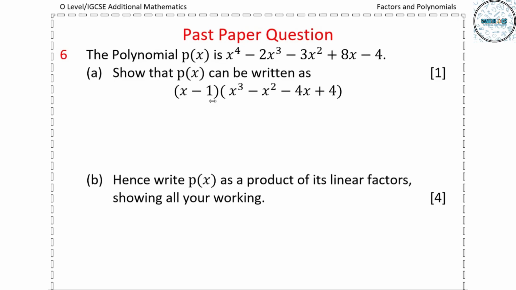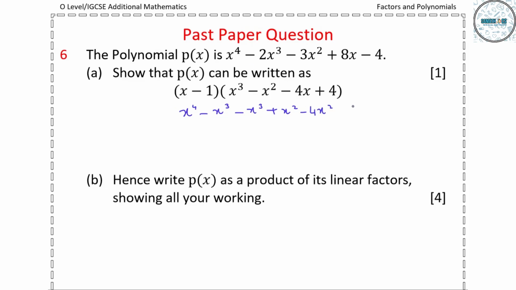So let's expand. x multiplied by x cubed is x power 4. Minus 1 multiplied by minus x is minus x cubed. x multiplied by minus x squared is minus x cubed. Minus 1 multiplied by minus x squared is plus x squared. x multiplied by minus 4x is minus 4x squared.